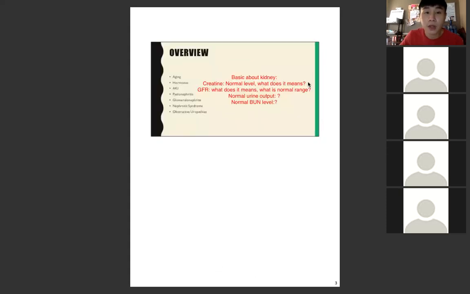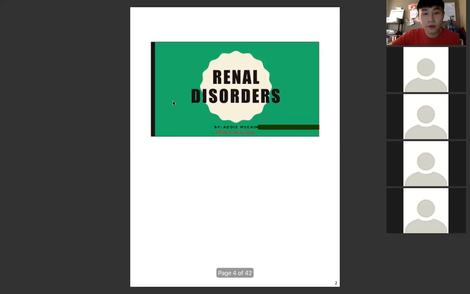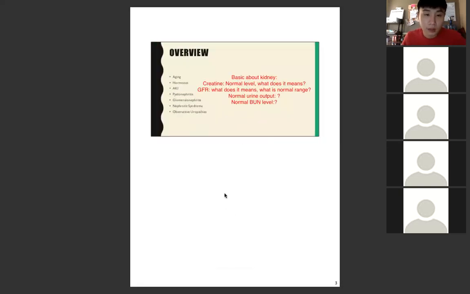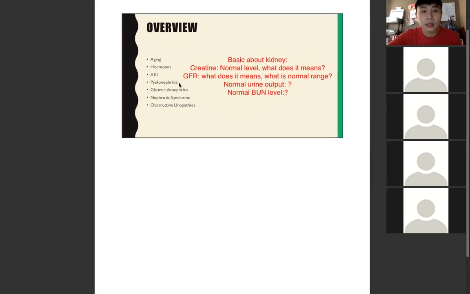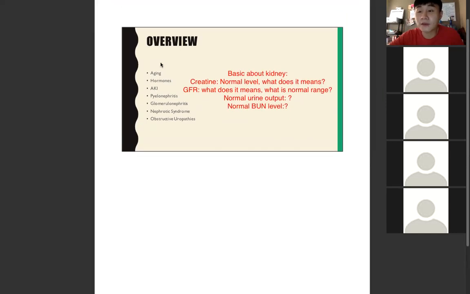The overview is that when people age, the older they get, the less the kidney functions. And then different hormones, like the renin hormone and erythropoietin, are hormones that the kidney regulates. AKI is acute kidney injury. Pyelonephritis is a disorder that we will discuss today. It's basically like a UTI.